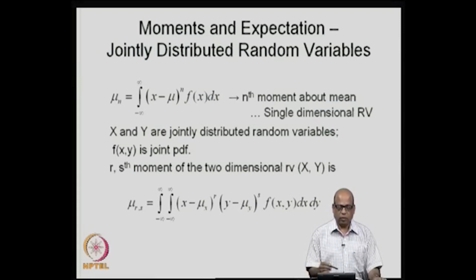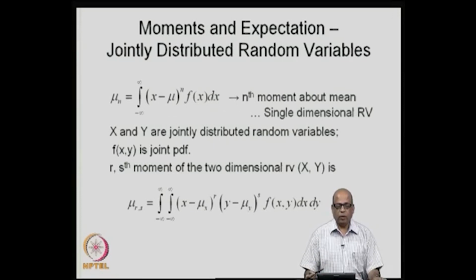Recall that the nth moment of a single dimensional random variable, we defined as x minus mu to the power n, that is the integral from minus infinity to plus infinity of x minus mu to the power n f of x dx. This is the nth moment about the mean of the single dimensional random variable, and from this, by putting n equal to 2, what did we obtain? We obtained the variance. So, sigma square was the integral of x minus mu to the power 2 f of x dx.